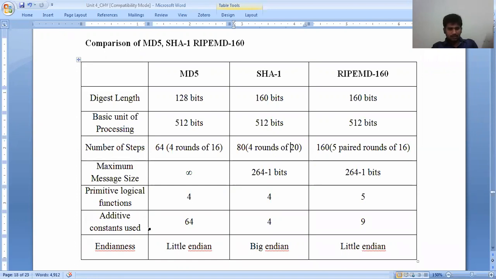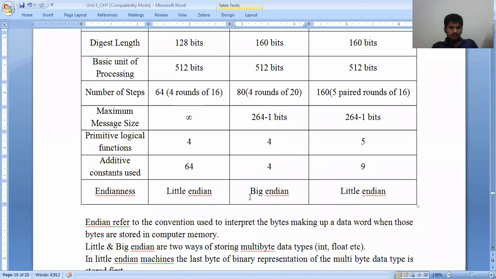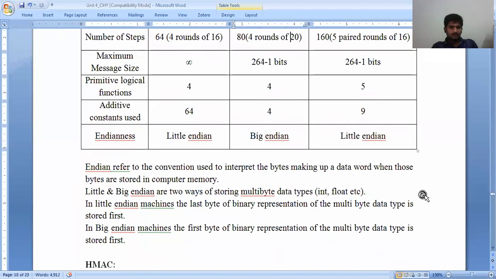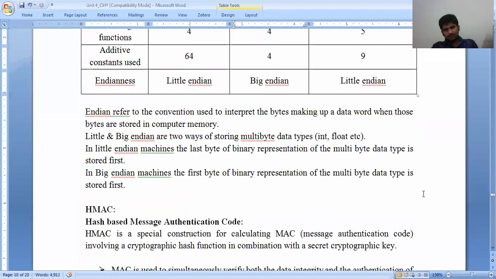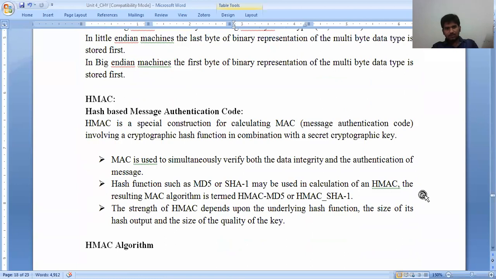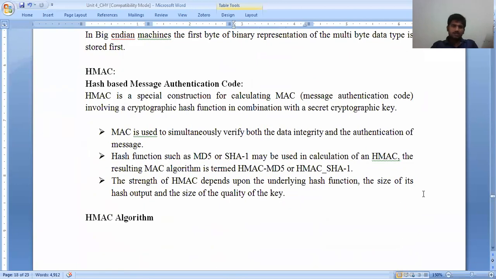The additive constants used are 64 here, and 4 and 9. The endianness is little endian and big endian, and little endian here. So this is a buffer. Then another one is about HMAC, hash-based message authentication code.